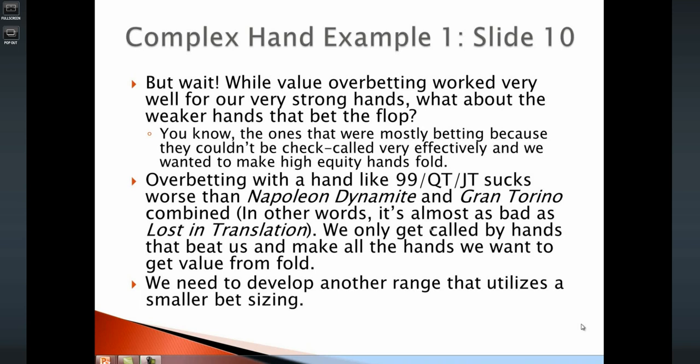Or we might need to balance out a range. Even if flush draws on the turn might play better as overbets, if we only overbet our flush draws, then our small betting range is very, very vulnerable when the flush comes on the river. So that's what I meant by when we mostly put the right hands in their ideal ranges. That'll become clearer as we go over the next few slides.